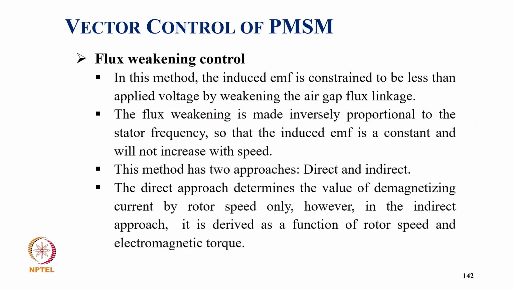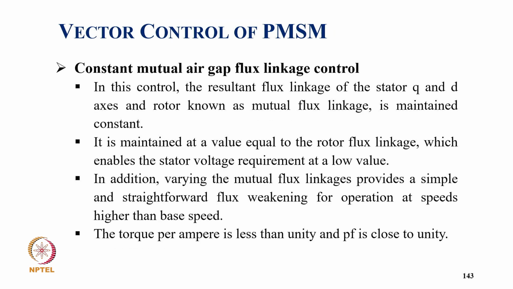Now coming to field weakening control. In this method, the induced EMF is constrained to be less than the applied voltage by weakening the air gap flux linkage, and the field weakening is made inversely proportional to the stator frequency so that the induced EMF is constant and will not increase with speed. This method has two approaches, direct and indirect. The direct approach determines the value of demagnetizing current by rotor speed only. However, in the indirect approach it is derived as a function of rotor speed and electromagnetic torque.